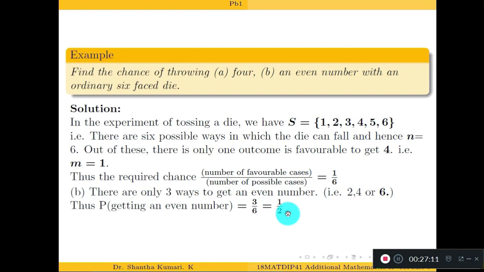A very simple problem. You only have to count how many total cases there are and how many favorable cases there are. Favorable cases come in the numerator and the total possible cases come in the denominator. So, a very simple problem.